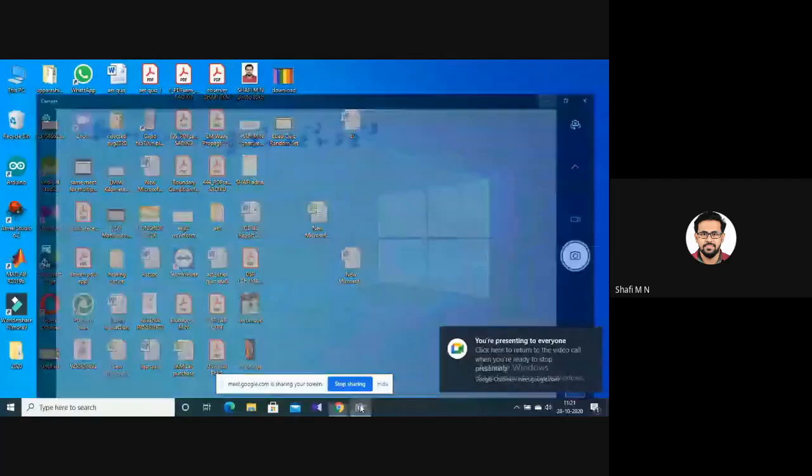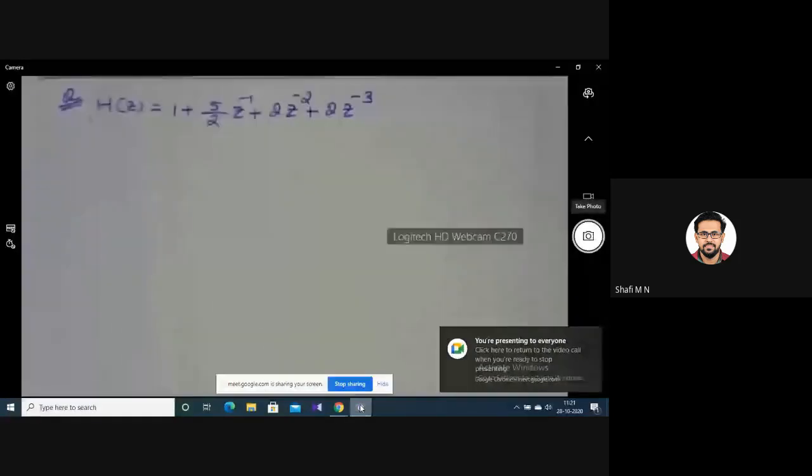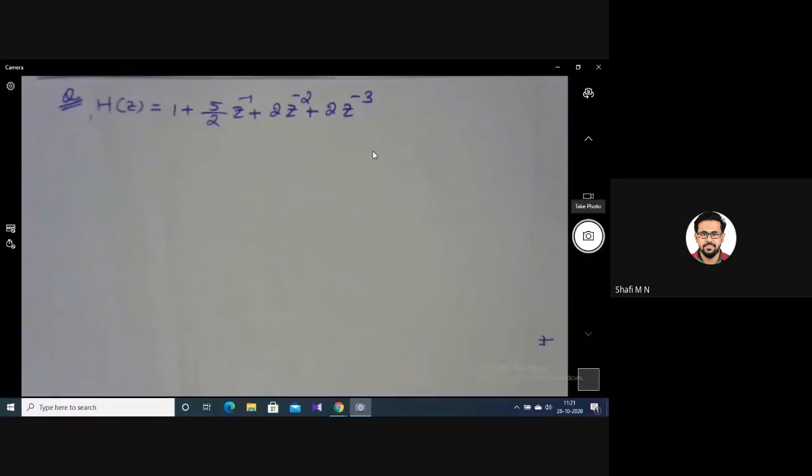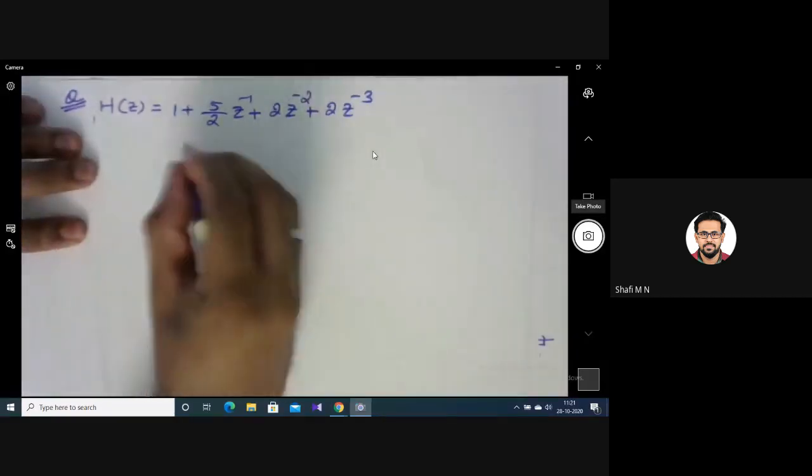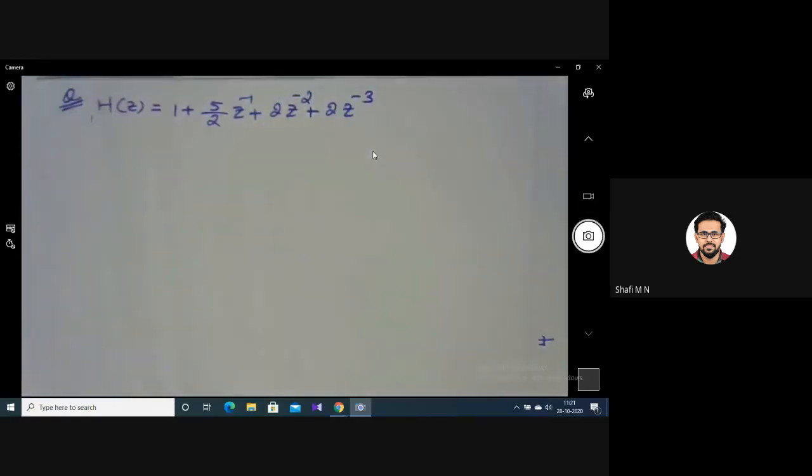So this is your question. Okay. So you have to split the transfer function. The question is to obtain the cascade realization, right? So you have to split it as H1 into H2. So how could you do that? Then I'm going to split it.